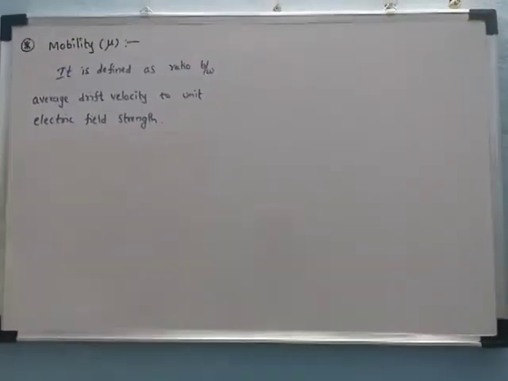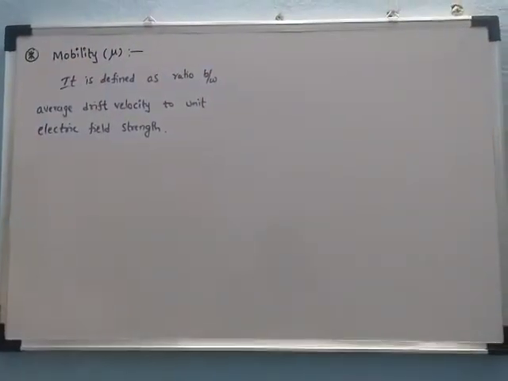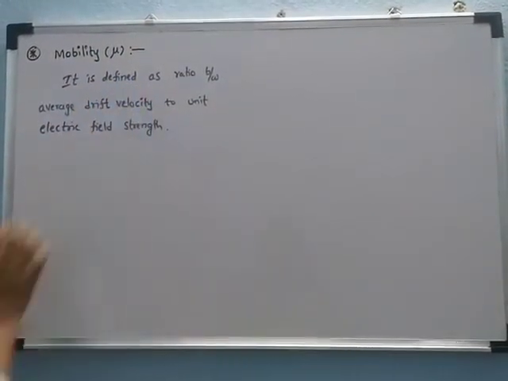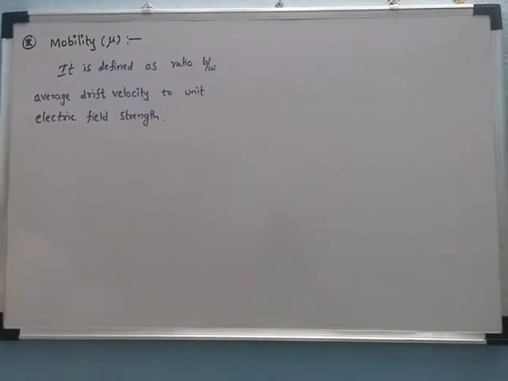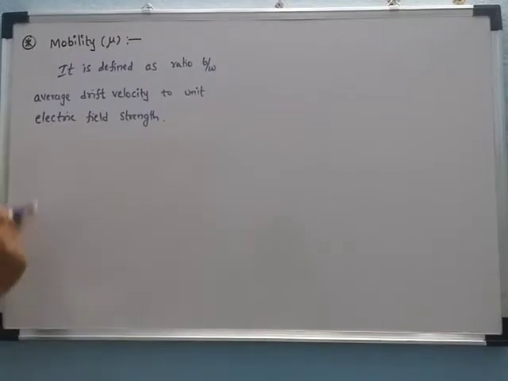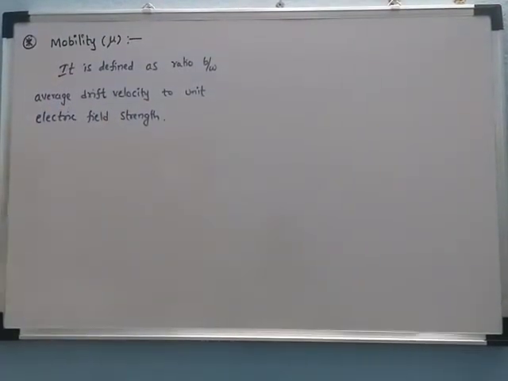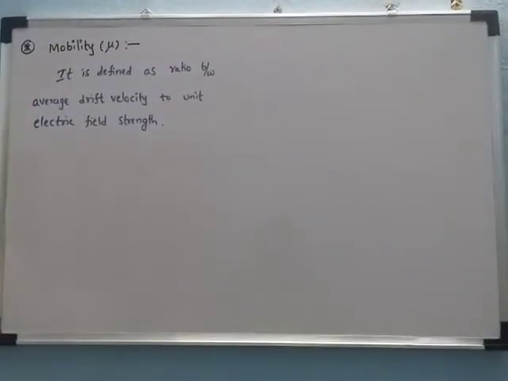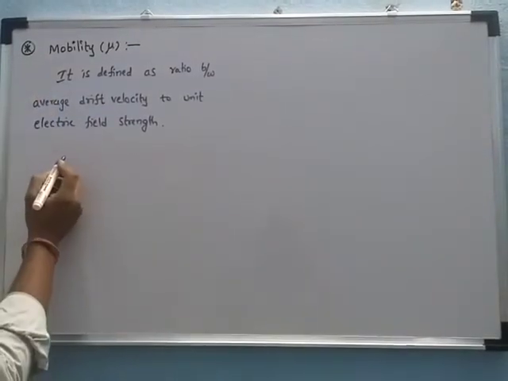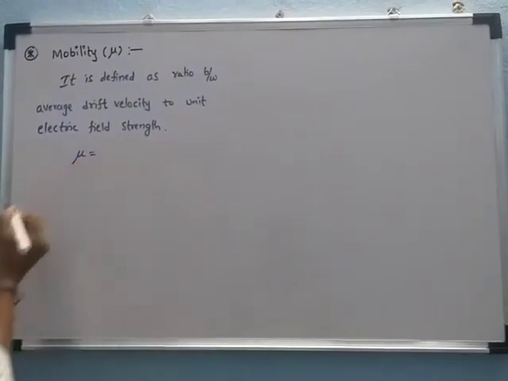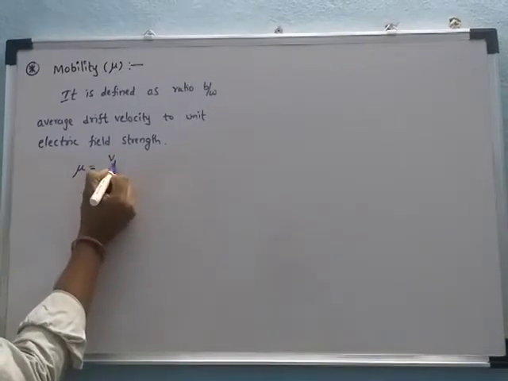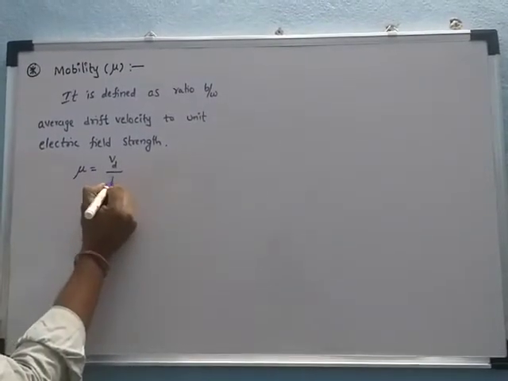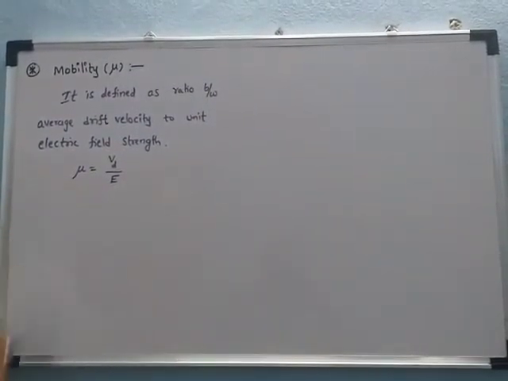So the next topic we are discussing is mobility. What is this? Mobility is denoted by the letter mu. It is defined as the ratio between average drift velocity to unit electric field strength. Unit electric field strength is called mobility. Now we can write mu is equal to average drift velocity, that is Vd, divided by electric field strength E. This is the formula of mobility.